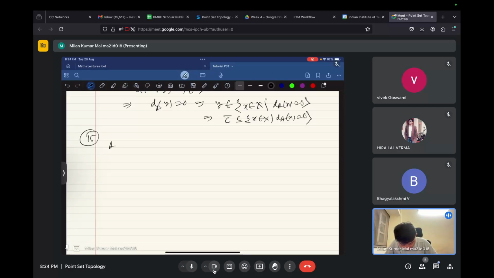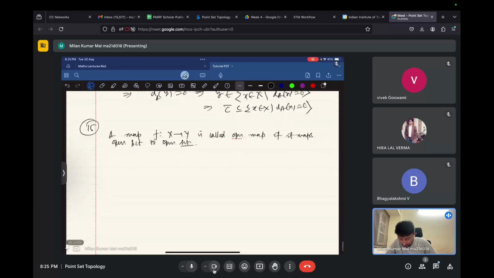15. A map. At least I will discuss connectedness and path connectedness of metric spaces. Okay, let a map f from X to Y between topological spaces be called an open map. A function is called an open map if it maps open sets to open sets, right?